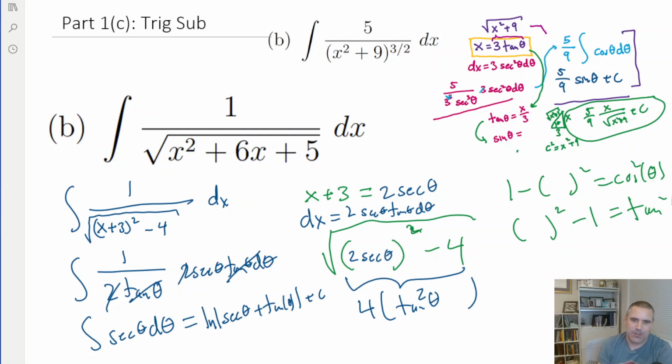But secant is x plus 3 over 2, and then challenge yourself to figure out what tangent is. Secant is 1 over cosine. Cosine is adjacent over hypotenuse, so secant is hypotenuse over adjacent. Then can you solve for the other side? This squared plus that squared equals that squared. So x plus 3 squared minus 4 equals the other side squared. So it's this square root.